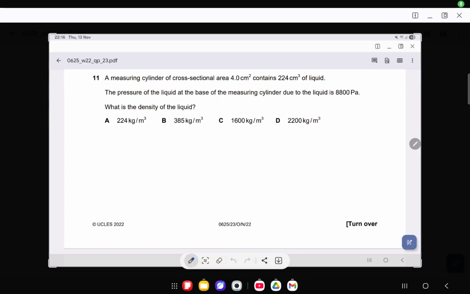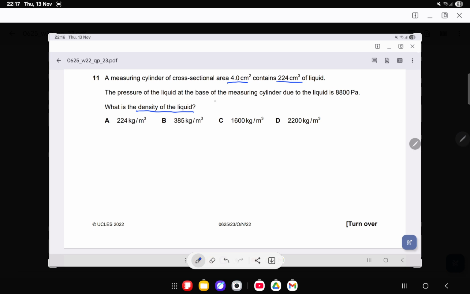In this question, we are supposed to find the density of the liquid. That's what we are supposed to find. It says a measuring cylinder of cross-sectional area 4 centimeter square contains 224 centimeter cube of liquid. So this is the volume. So you have been given area, you have been given volume.